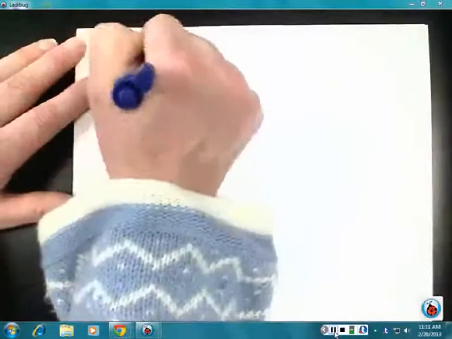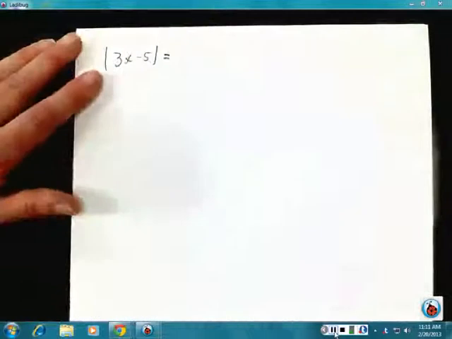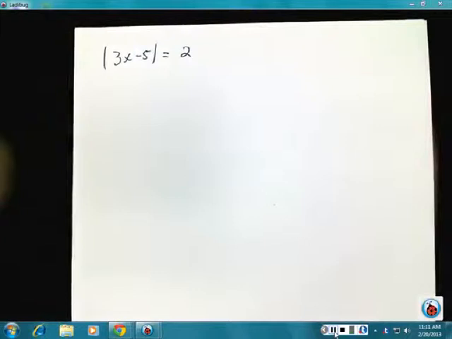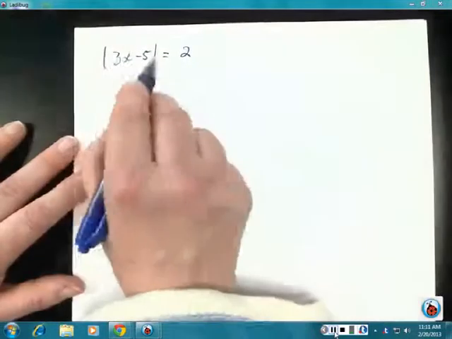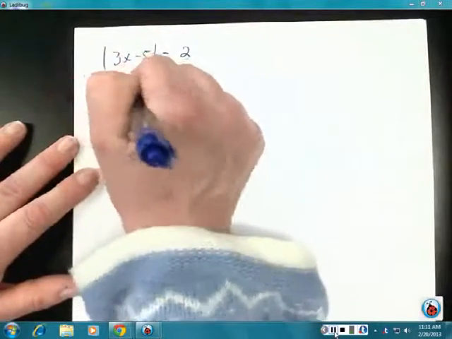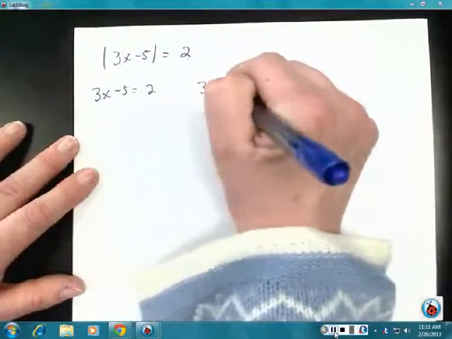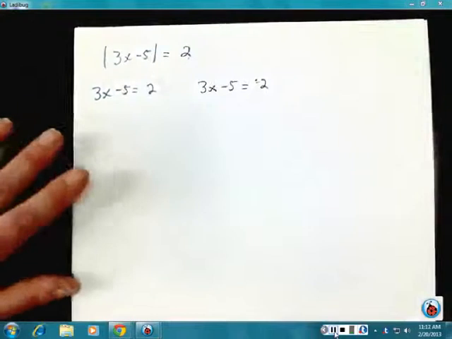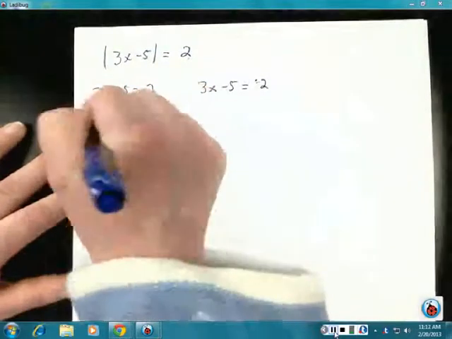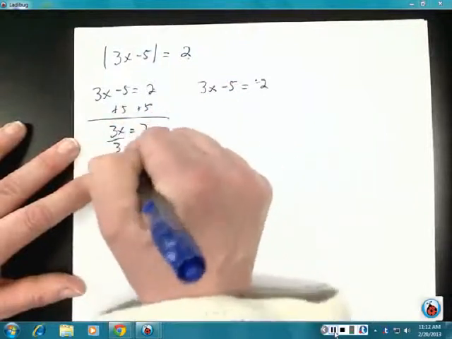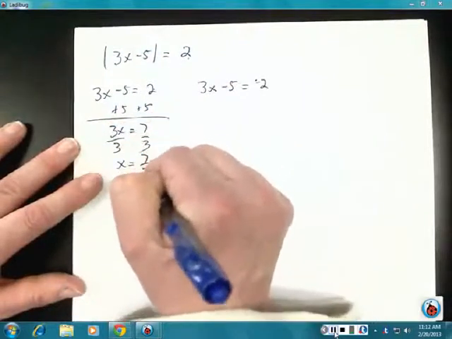So how about this one? 3x minus 5 absolute is equal to 2. What happens to that one? So what two possible solutions could I have? So we know this could come out to be a positive 2, or it could come out to be a negative 2. And then you solve them. So I'm going to add 5. 2 plus 5 is 7. Divide by 3. So x could be 7/3.